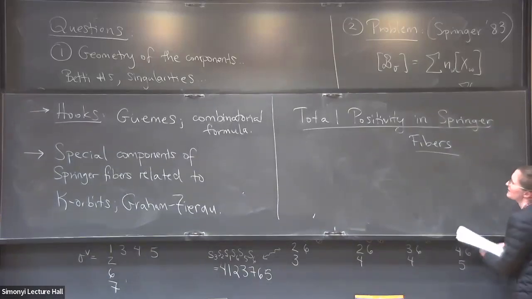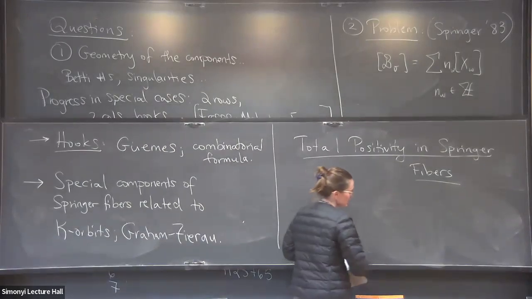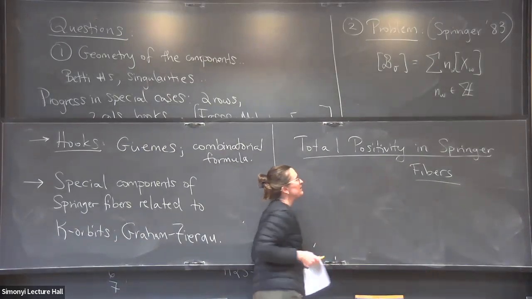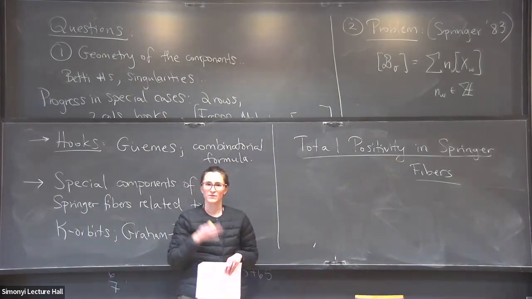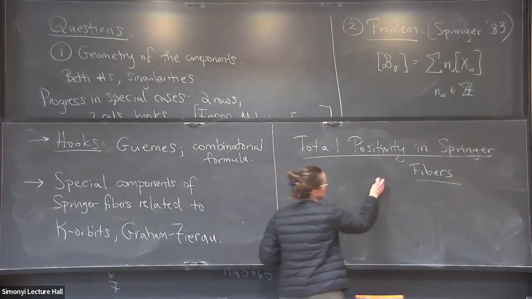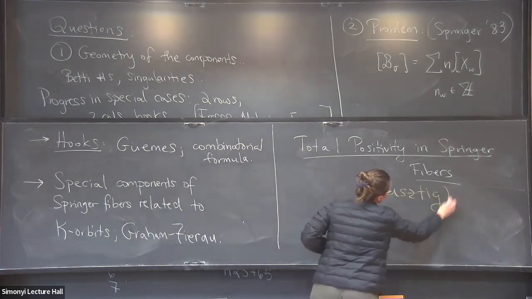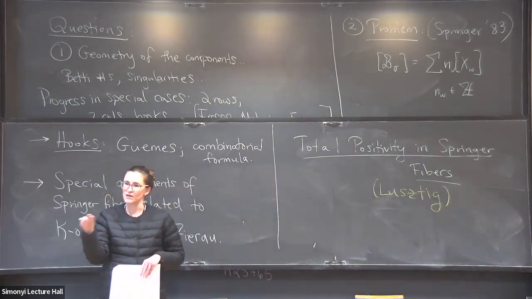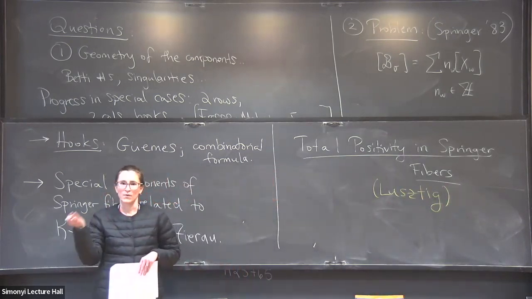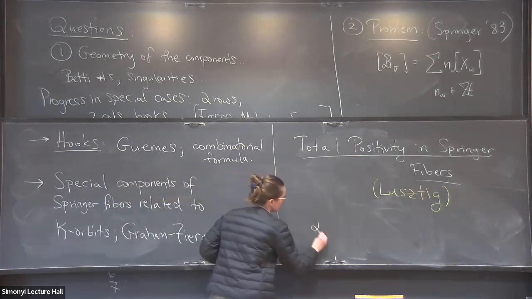So we decided to start a little learning project because there was an arXiv preprint called Total Positivity in Springer Fibers that was written by Lusztig. So you can find this on the arXiv. And so Lusztig considers something he calls a totally positive Springer fiber. So let me remind you what that is.